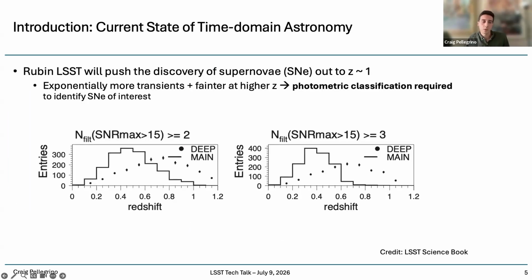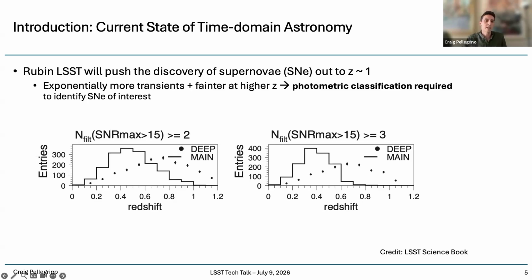And in particular, not only will LSST discover exponentially more transients, but because of its depth, it's going to push the discoveries out to higher redshifts. So shown here is a predicted distribution of the redshifts at which LSST is going to discover supernovae. I think this is for type Ia supernovae, but you can see here for the different numbers of observations in different types of filters and the signal to noise ratio, the distribution peaks at something like a redshift of 0.4 or 0.5. And so what this really means is that the vast majority of the supernovae that LSST will discover will already be too faint for typical ground-based follow-up.